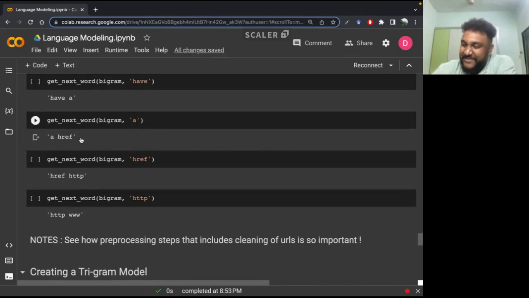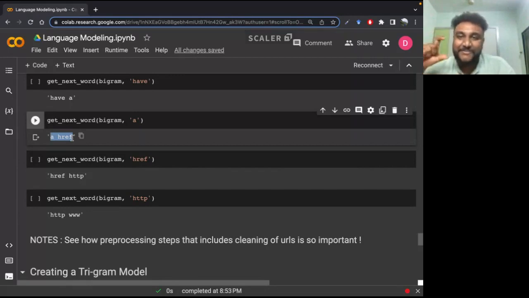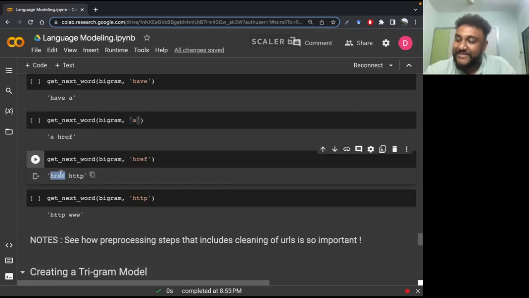Can anybody guess why we are getting this a href? Anybody who knows HTML can answer this. How many people know the anchor tag, right? This is HTML text. So in the body of our emails, it turns out that some people have put hyperlinks in the body and that is coming out as this. So that is why "a cat, a dog" is not happening. It is saying a href, which is kind of funny, right? So yeah, our bigram model isn't doing great right now. It's saying a href. After href, it is giving HTTP.